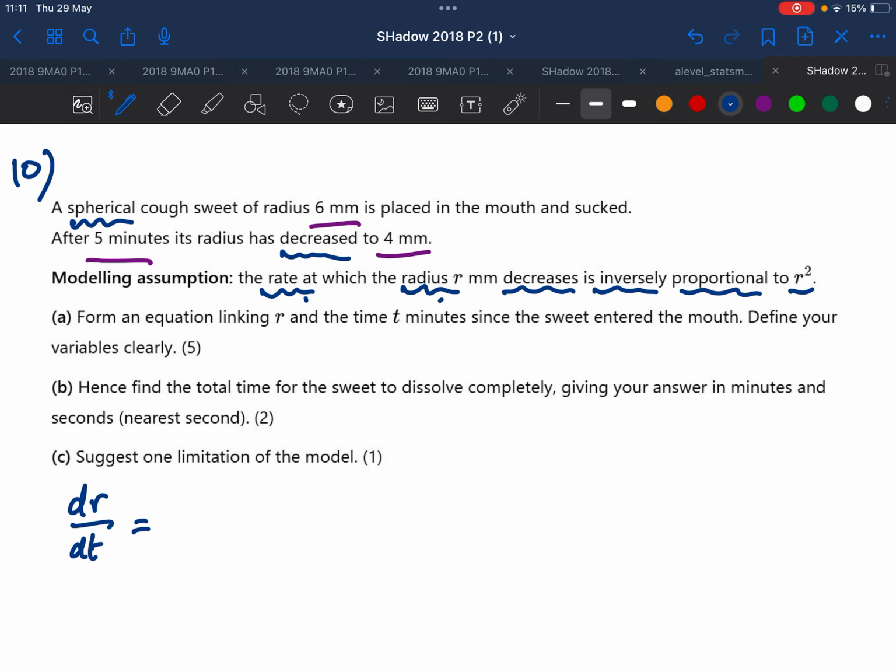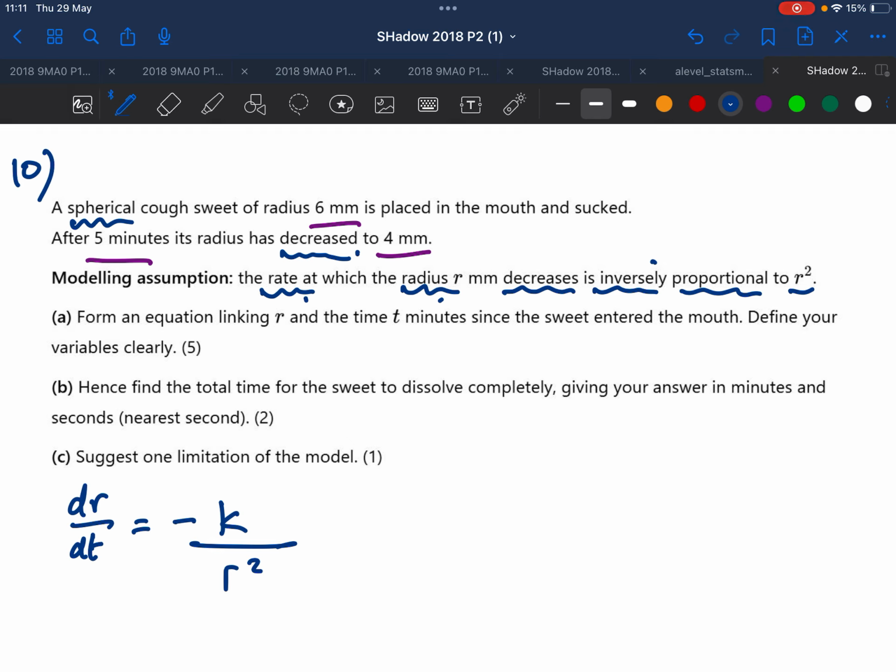It also says that it decreases, and there was a clue here as well about decreasing, so that means we need a minus. Proportional is sort of what I'm doing by making an equation. I also need to put a letter here, k, a constant that links them together. I could have just written something like this, but I jumped straight in with the equal sign. Inversely proportional means that the thing is in the denominator, and the thing is r squared.